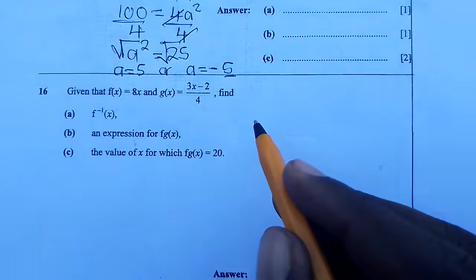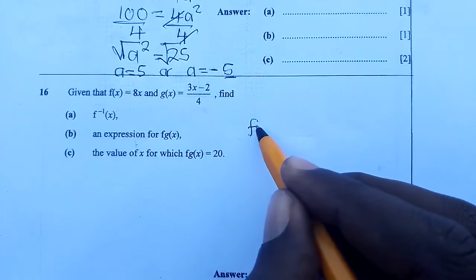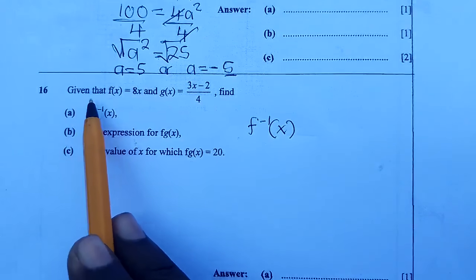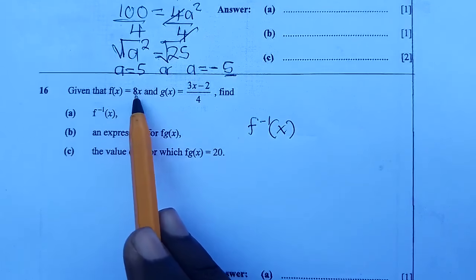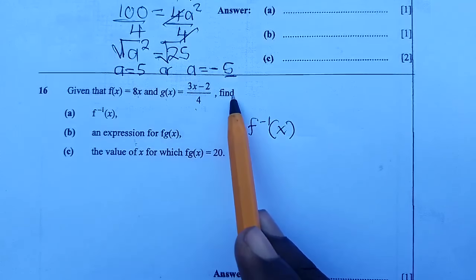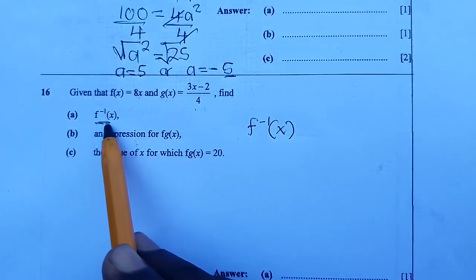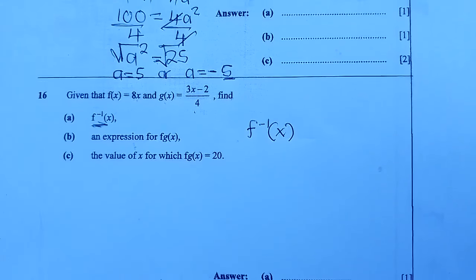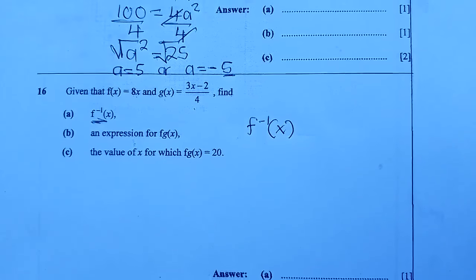The first thing I'm taught is to find f inverse of x. You see, given that f of x is equal to 8x and g of x is equal to 3x minus 2 over 4, find the inverse. How can you find the inverse?